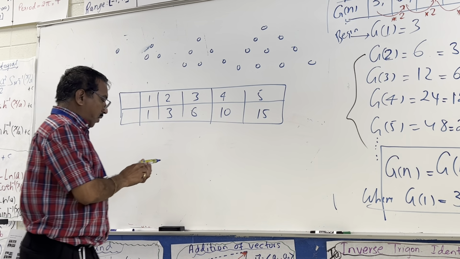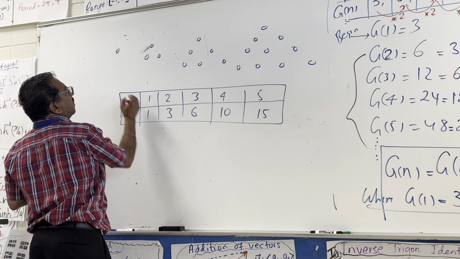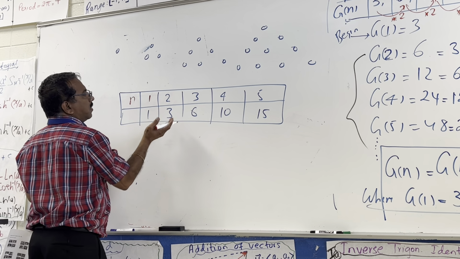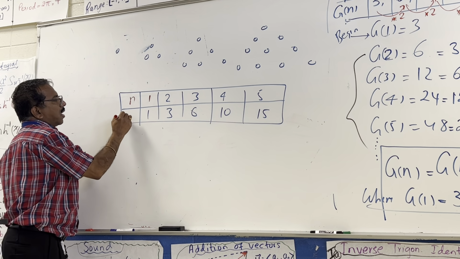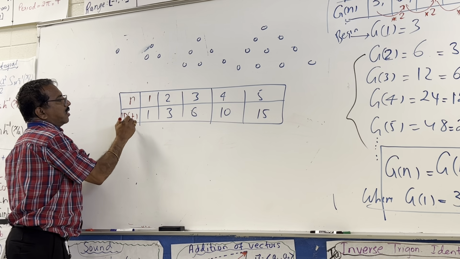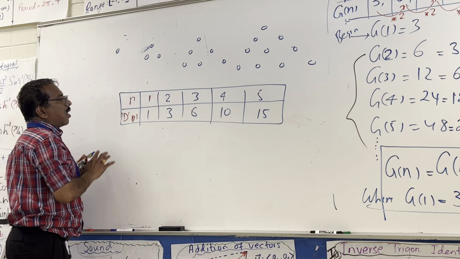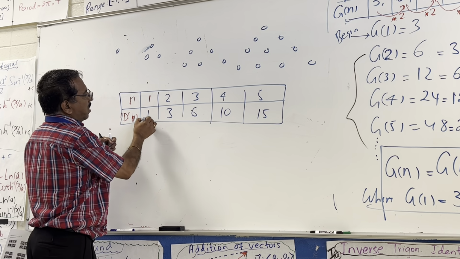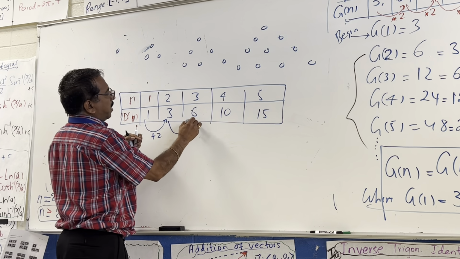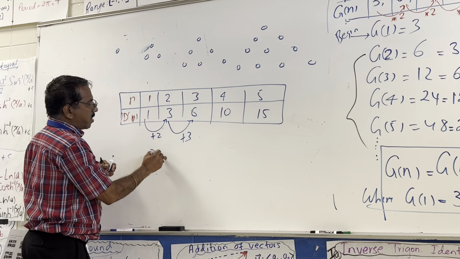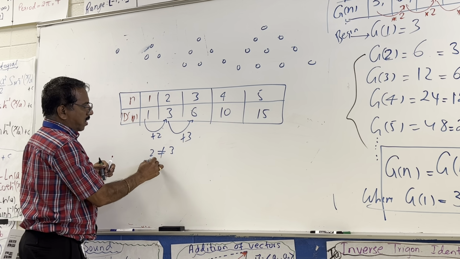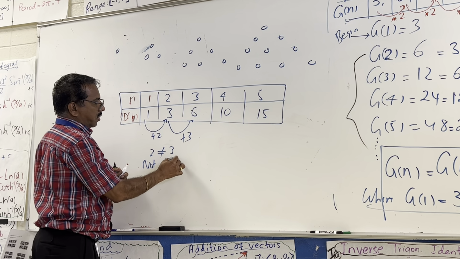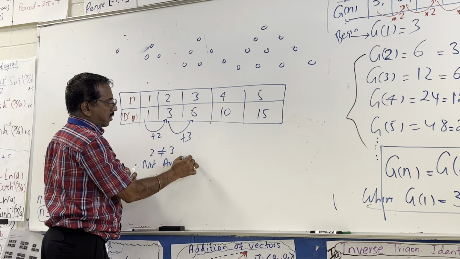So what it means is, whatever the n is, this is a sequence, and I'll call it D. What does D stand for? Number of dots, right? Dn, how many dots are there in the first position? And you can see this one adds plus 2, this one adds plus 3, and they are not the same. So it's not arithmetic.